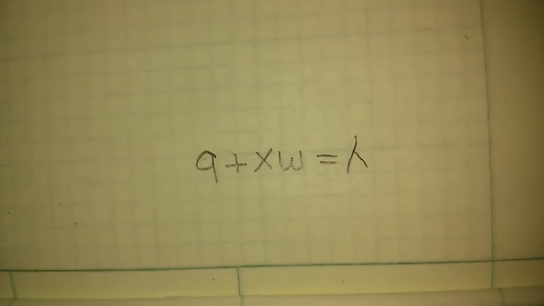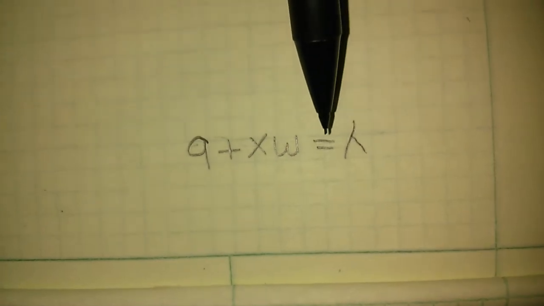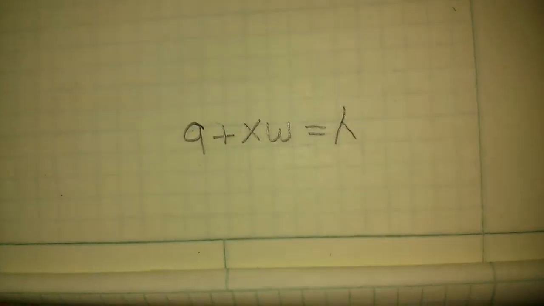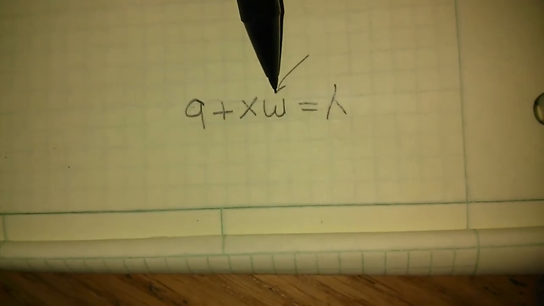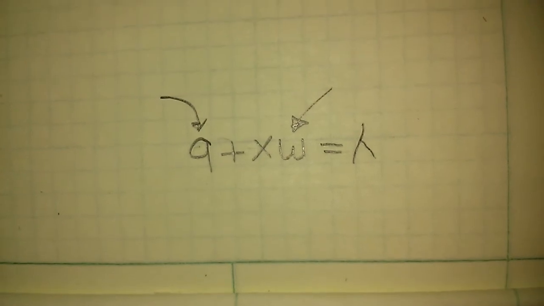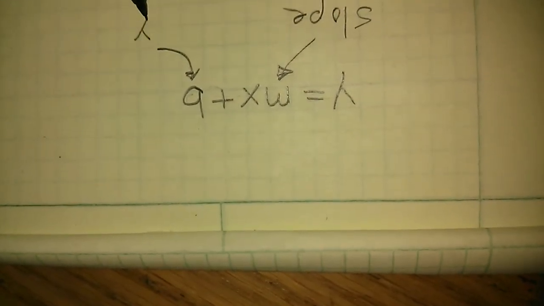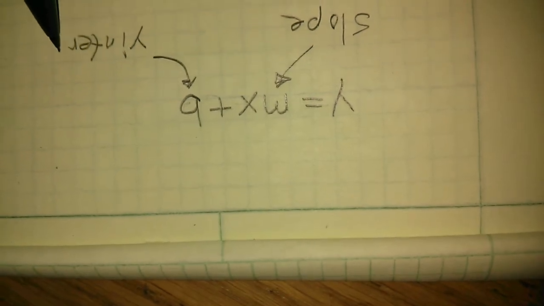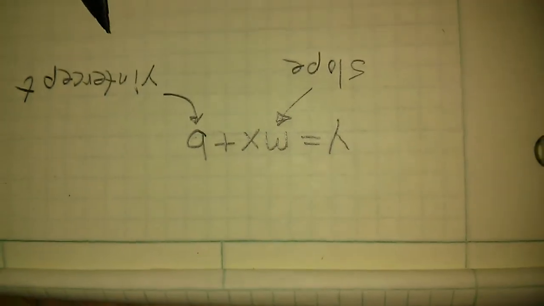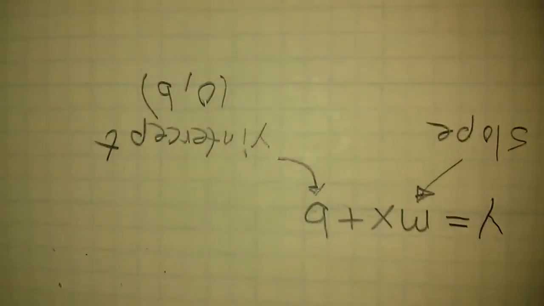Right, there was a question on 3.4. So let's talk about a straight line. Okay, y equals mx plus b, this form of a straight line. Let's talk about what these parts mean again. So m is the slope, and b is what we call the y-intercept. Okay, and we label b as (0, b).